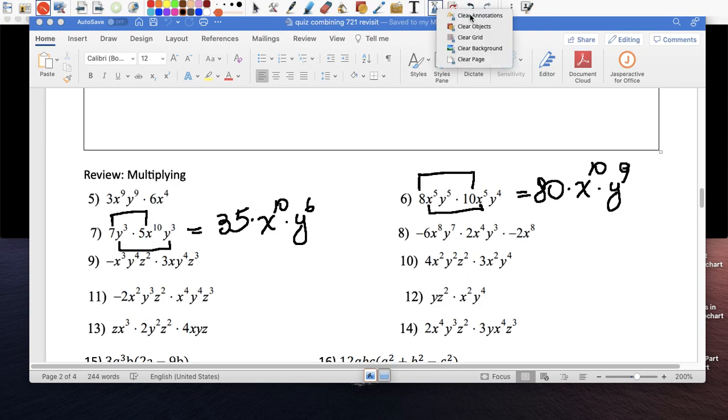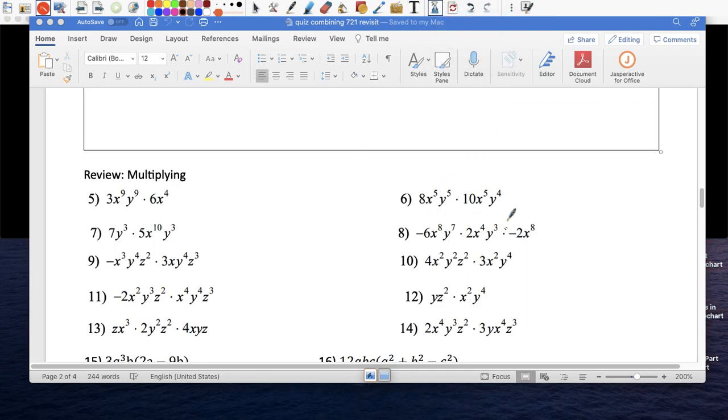Okay. I said I wouldn't do everything, but I'll do it. So now we have negative 6 times 2 times negative 2. So it's a negative times a positive times a negative, which is going to give me a positive. So 6 times 2 times 2 is 24. Done.